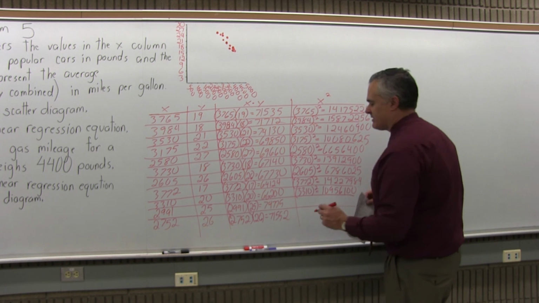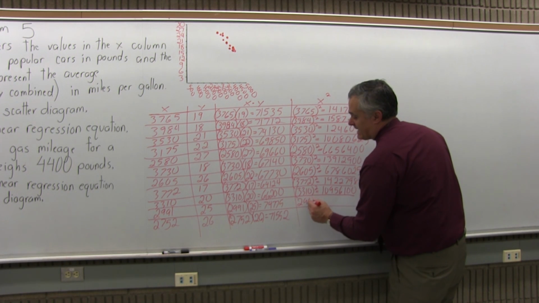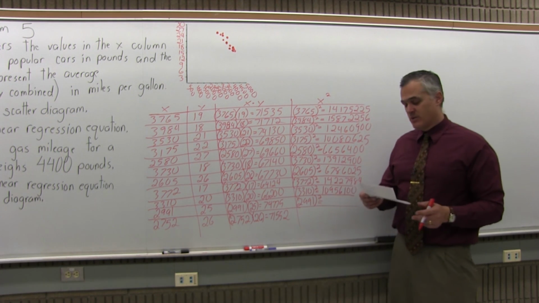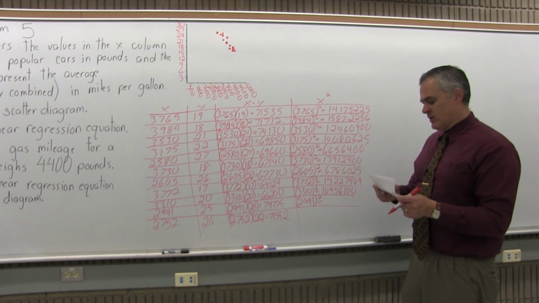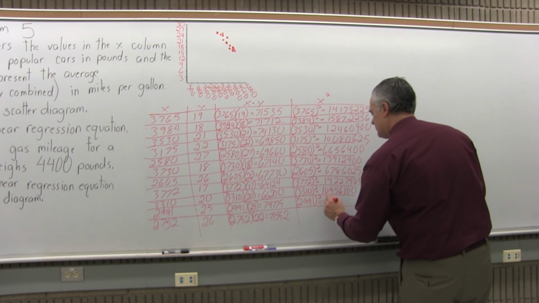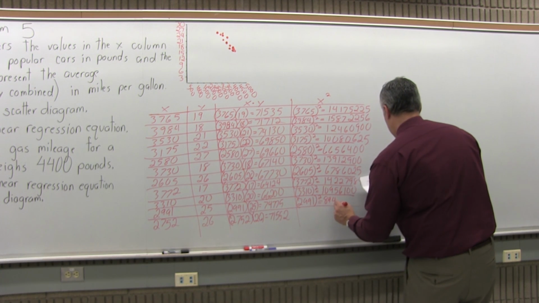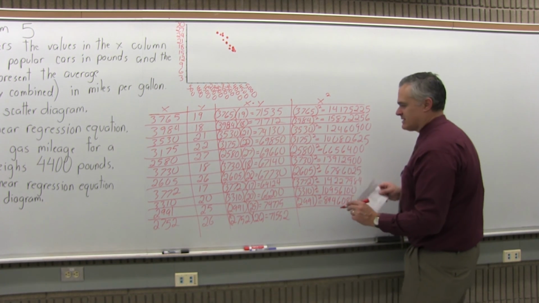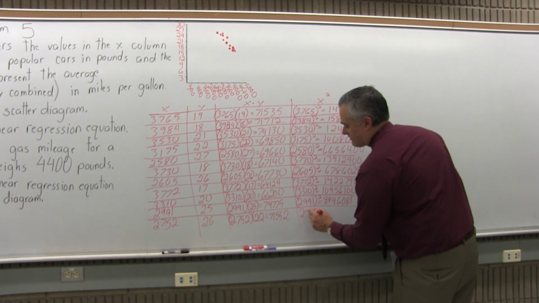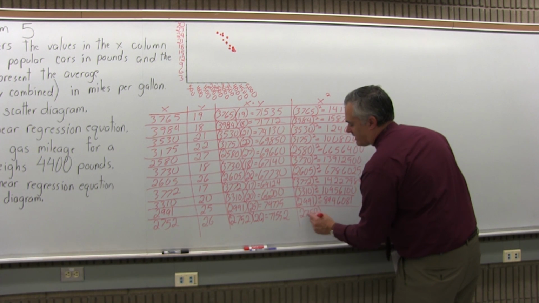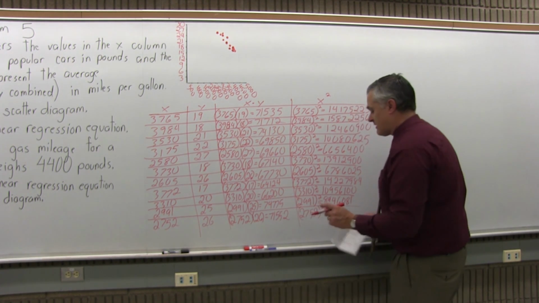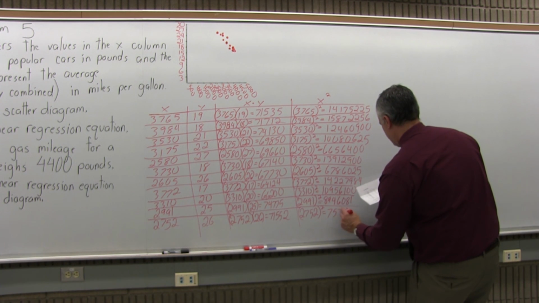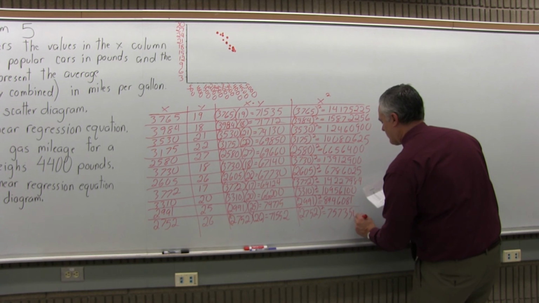3,310 times 3,310 is 10,956,100. Two left. So 2,991 for the weight of the car. So you raise that to the second power. 2,991 times 2,991 will give me 8,946,081. And finally, one last car, the weight of 2,752. So you do second power for that. 2,752 times 2,752 gives me a result of 7,573,504.